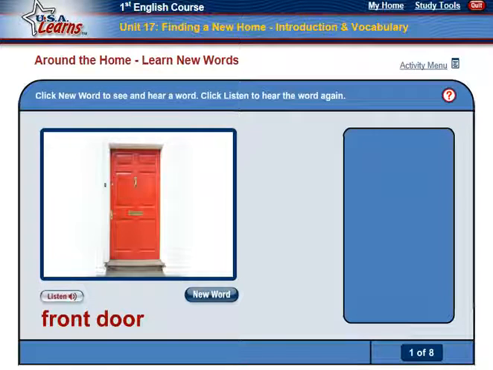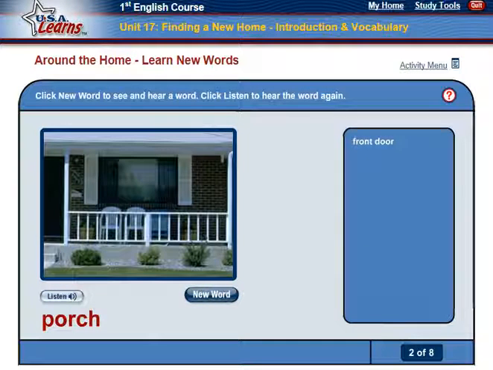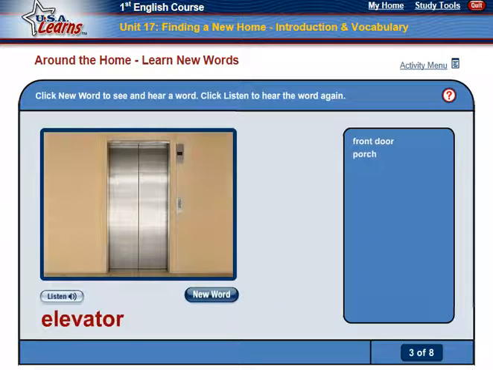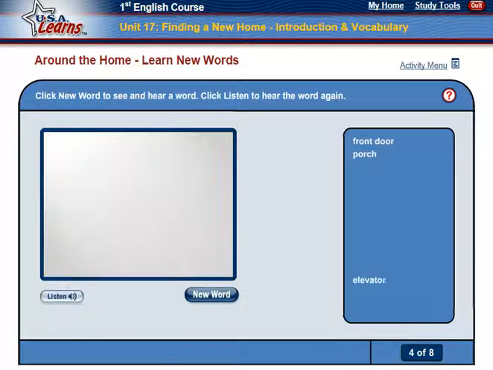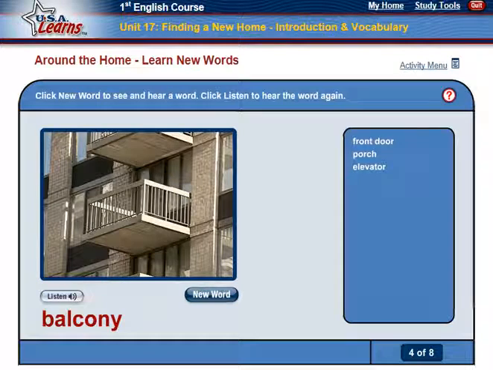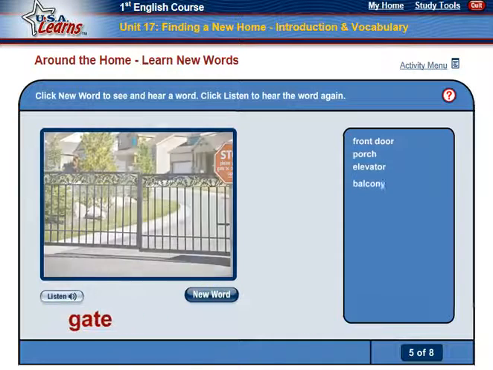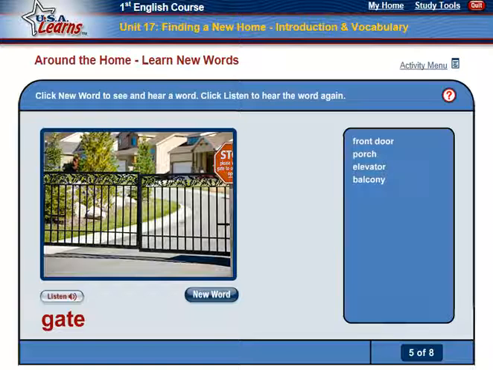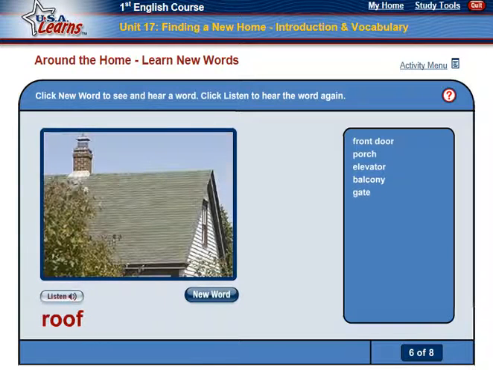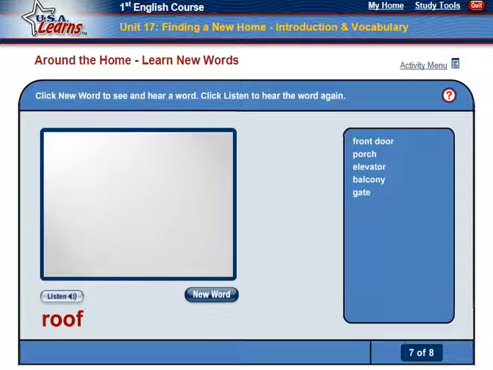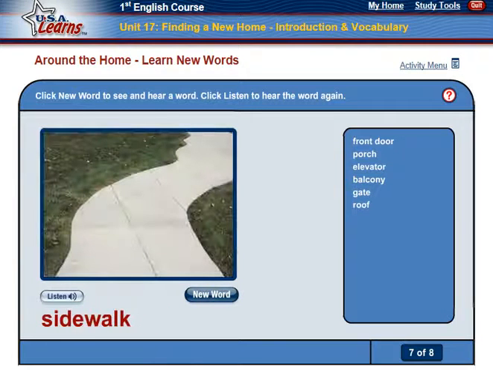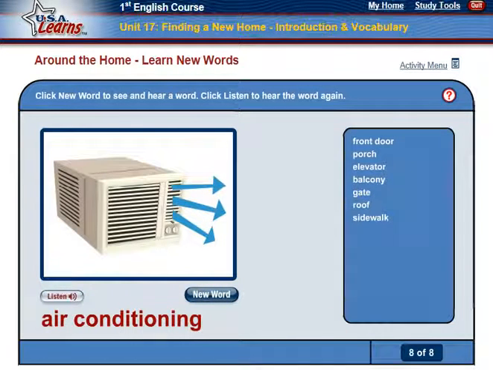Front door. Porch. Elevator. Balcony. Gate. Roof. Sidewalk. Air conditioning.